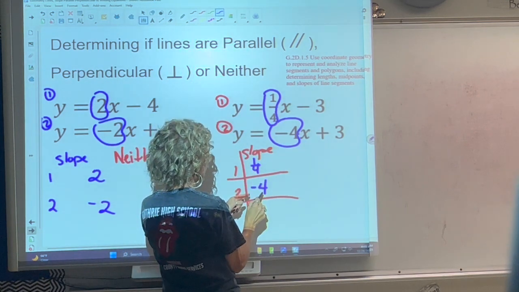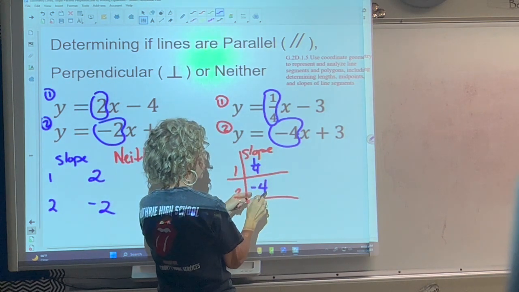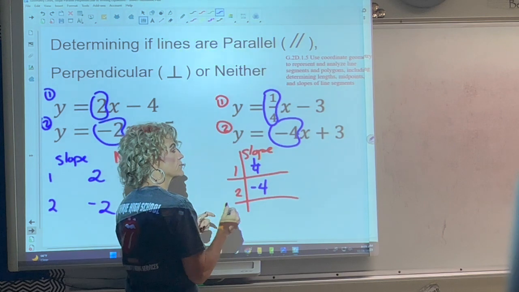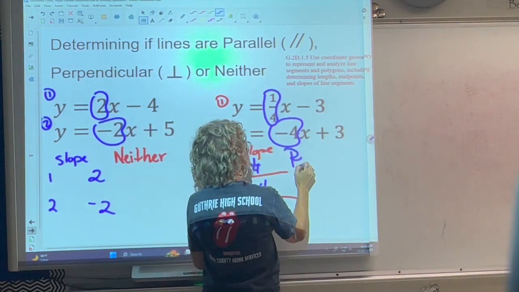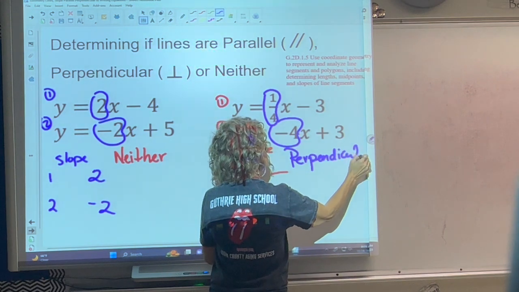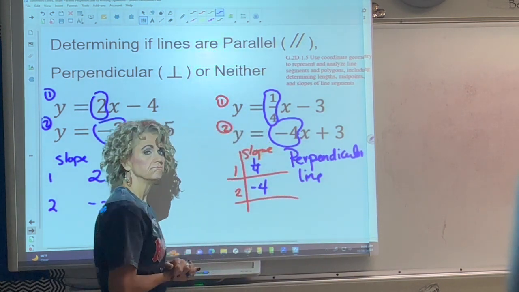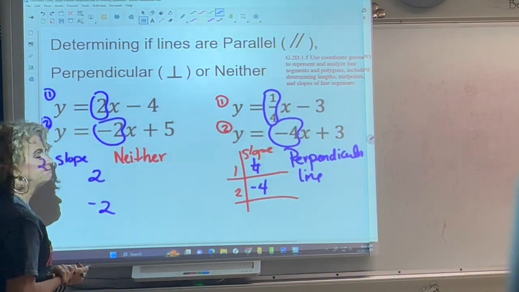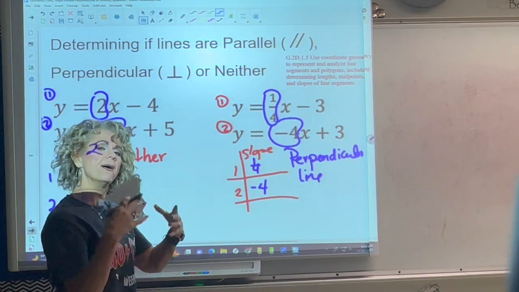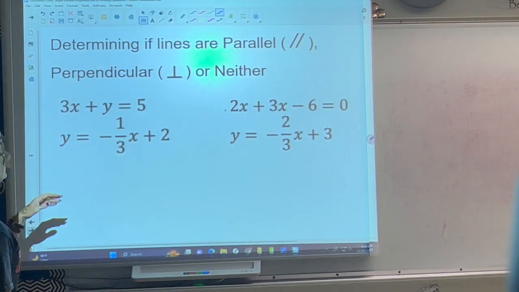One's positive, one negative. The reciprocal of 1/4 is 4/1. So these do have opposite reciprocal slopes. So these are perpendicular lines. So that means they will intersect to form a right angle. Each time, every time, all the time. Okay? So that's why we have to know about the slopes of parallel and perpendicular lines. Okay? Let's see what else they gave us.